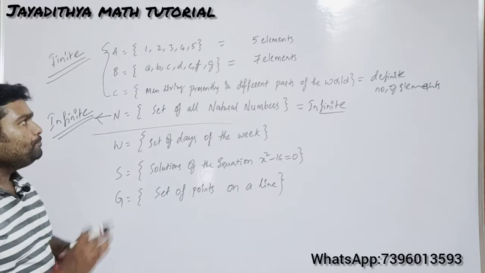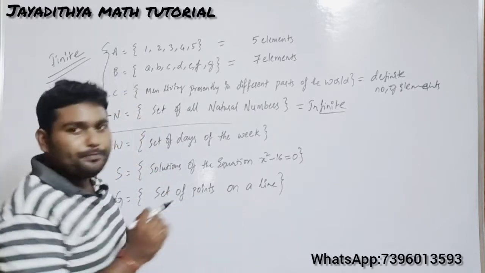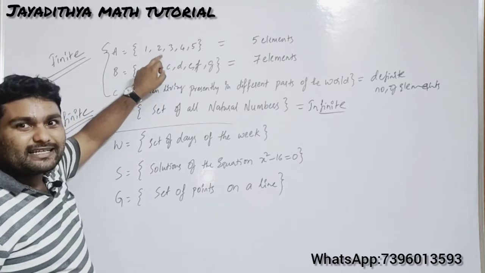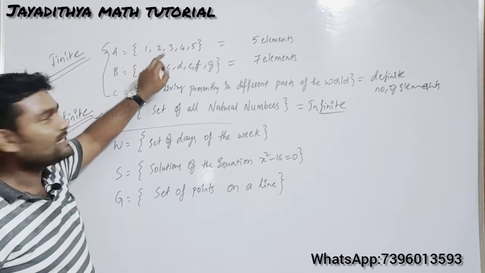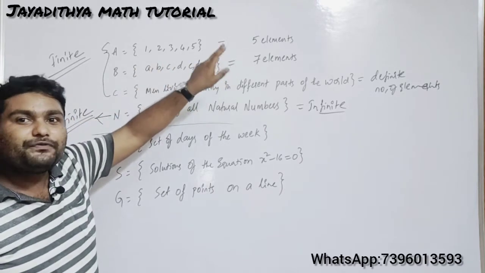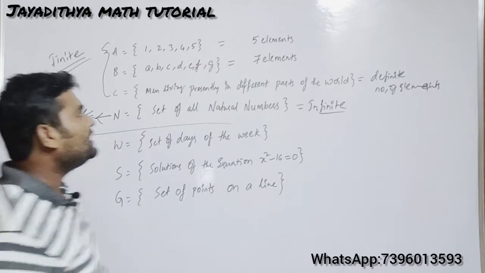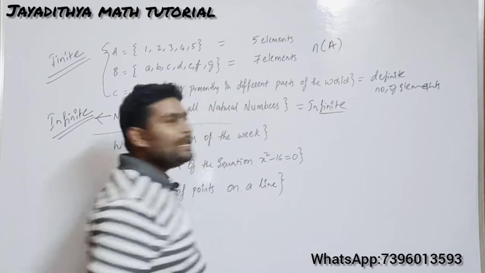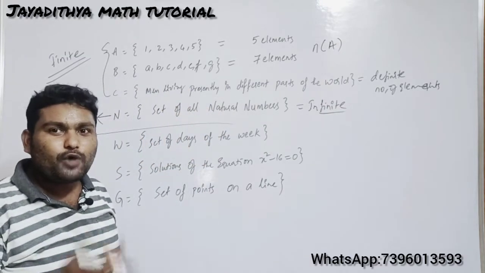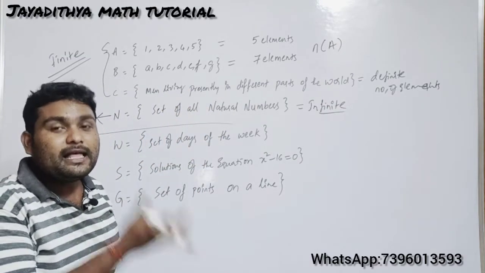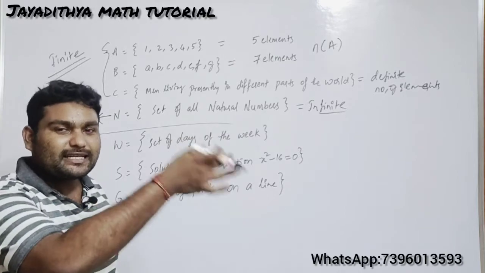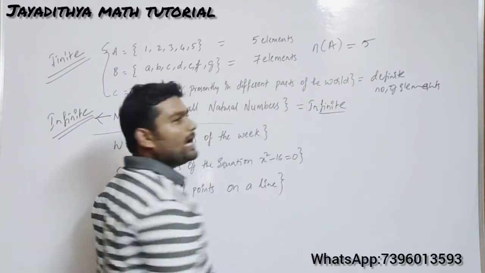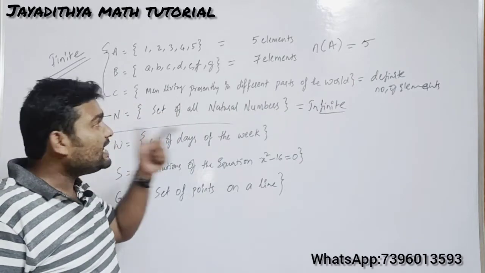Now clear? If you observe one thing here, the number of elements in set A, you are telling that there are 5 elements. So this can be represented as n of A. What is the meaning of n of A here? Number of elements in set A. So the number of elements in set A is nothing but 5.